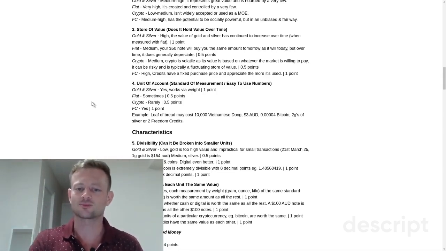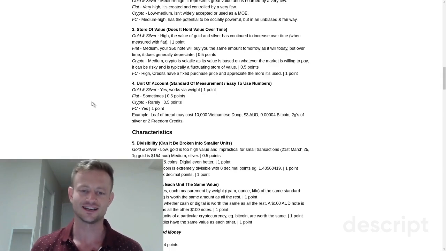That's why the Freedom Credit's very different. It has a stable purchase price, so it takes away all that speculation. It's not designed to be an asset. It's designed to be a currency. That's what's so different about the Freedom Credit. Freedom Credit high, yes, I said that exactly, and the more it's used, the more it appreciates in value. How? Keep watching. 1 point, half a point, half, 1 point.